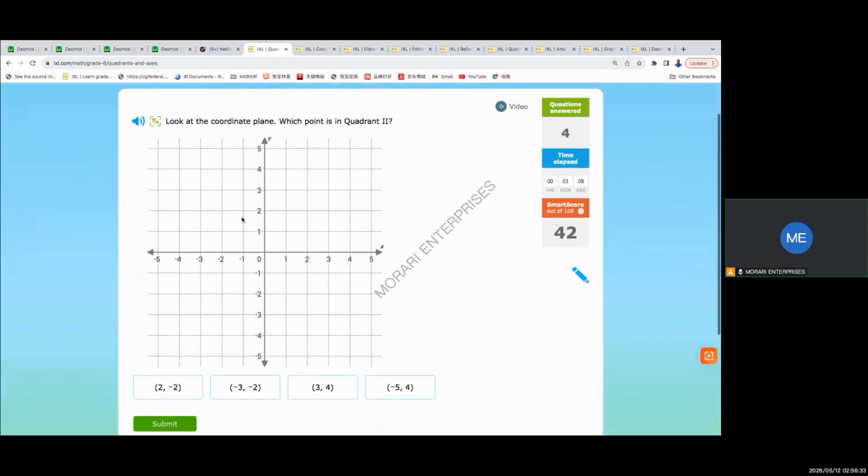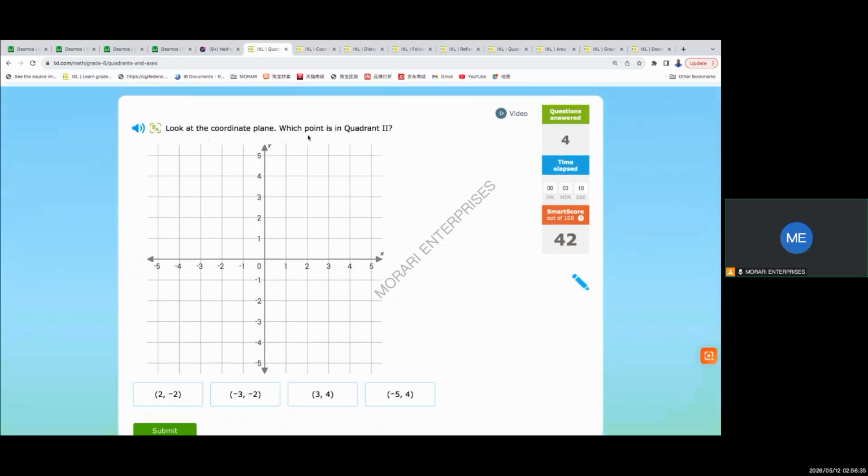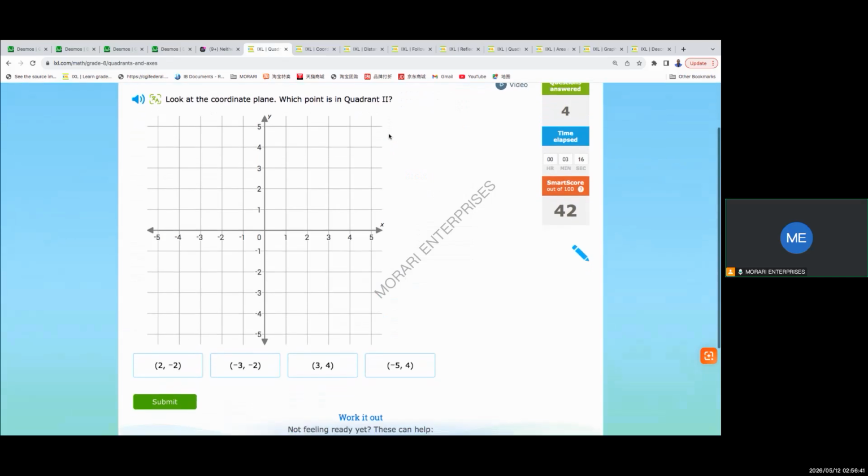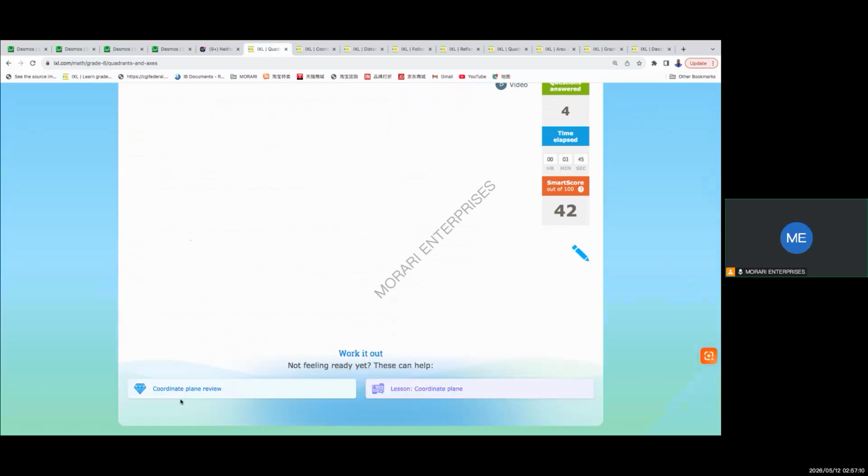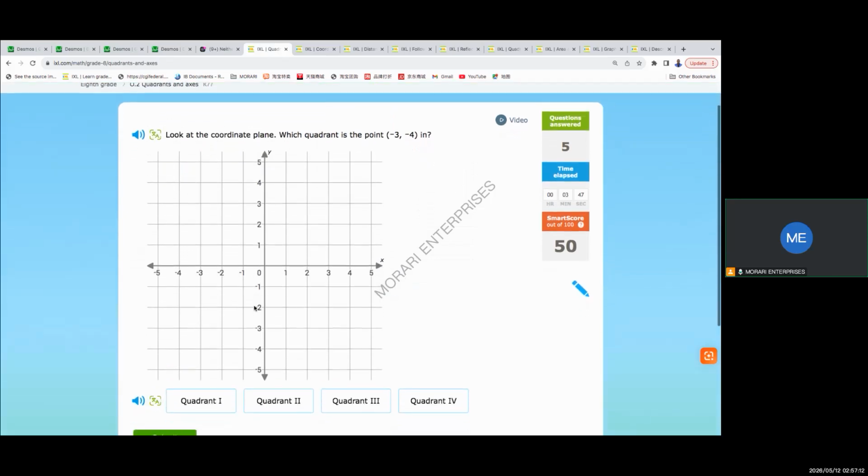Right, and last question. Look at the coordinate plane. Which point is in quadrant 2? So we see the points. Now quadrant 2, to get to quadrant 2, we start from the origin. We move left, so that is negative, and we move up, positive. So negative, positive. So which point is negative, positive? This one is positive, negative, not negative, positive. This one is negative, negative, not negative, positive. This one is positive, positive, not negative, positive. This is negative, positive. So without even looking at the numbers themselves, I just know that is what we're looking for.